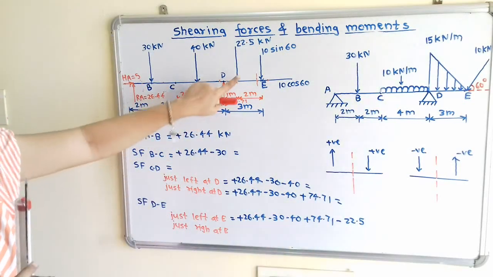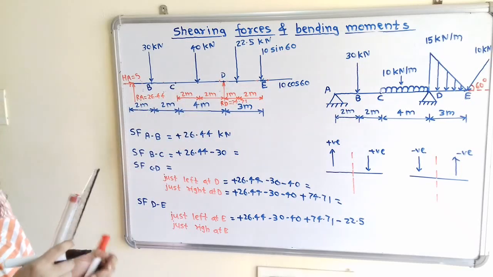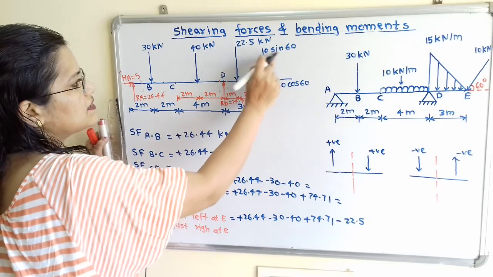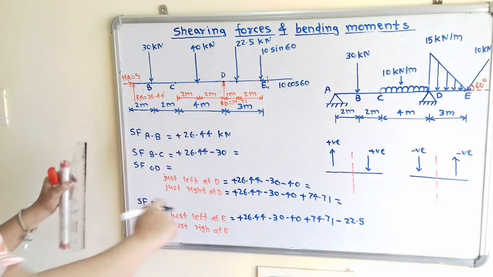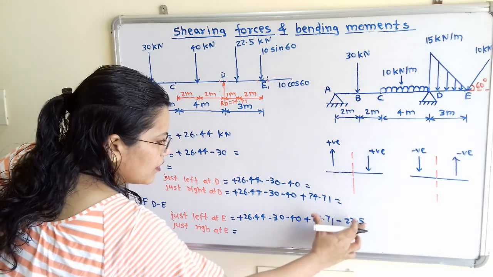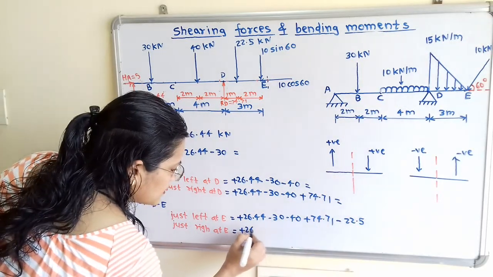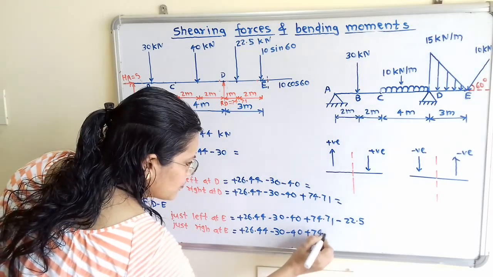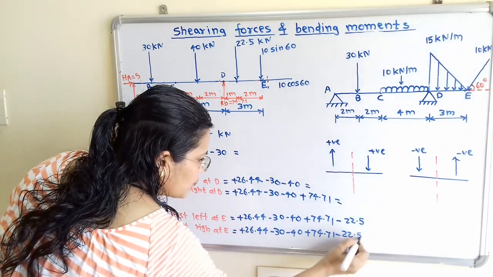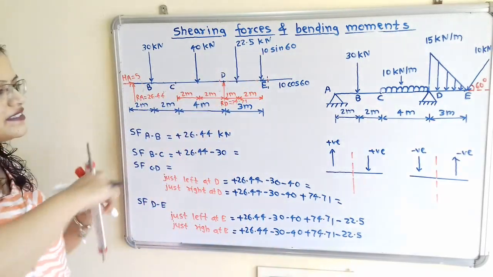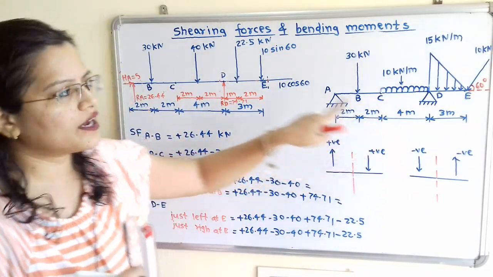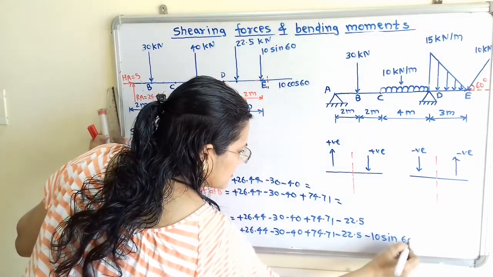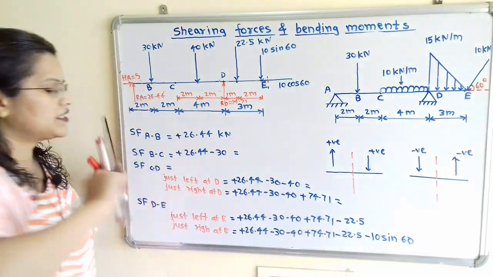Now we will move to the just right hand side of the E. So here if I take the section, then we have to consider this 10 sin 60. So again we will calculate this. So we will write as it is, that is plus 26.44 minus 30 minus 40 plus 74.71 minus 22.5. Now this 10 sin 60 is in downward direction. So again minus 10 sin 60. So we have to calculate all these.